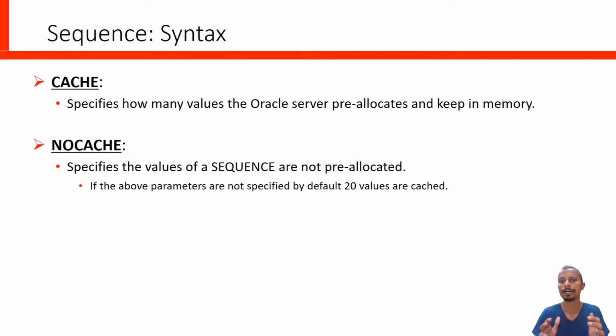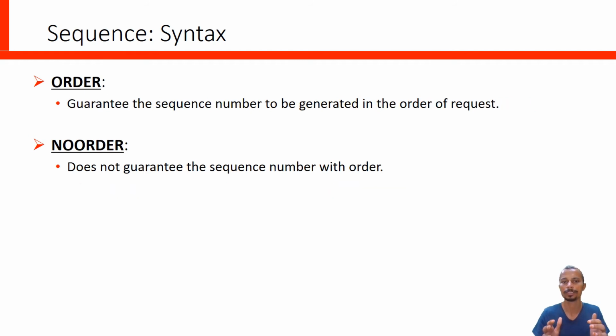Cache specifies how many values the Oracle server pre-allocates and keeps in memory. No cache specifies the values of a sequence are not pre-allocated. If the above parameters are not specified, by default 20 values are cached. Order guarantees the sequence numbers to be generated in the order of request. No order does not guarantee the sequence numbers in order.